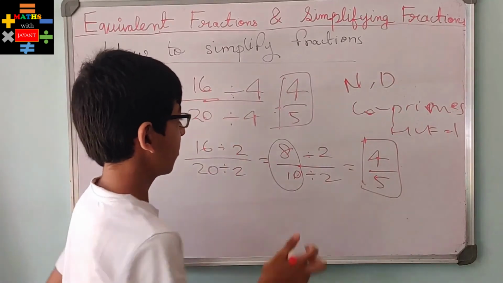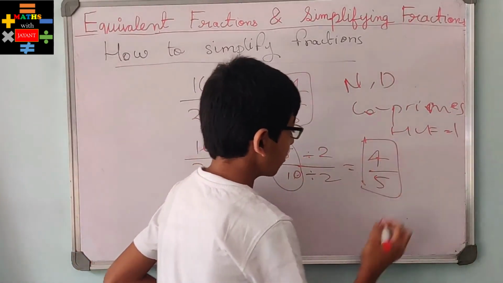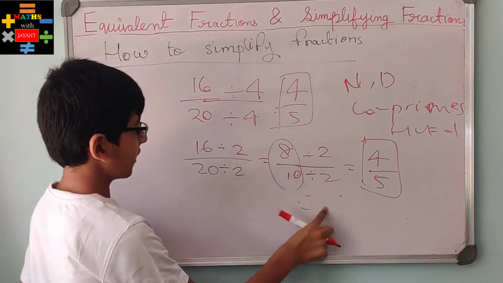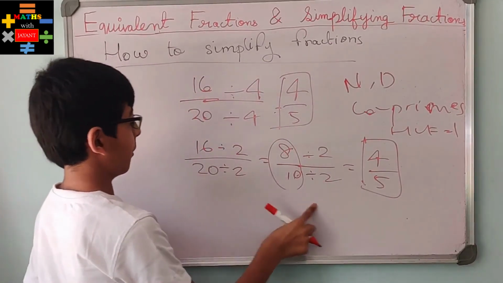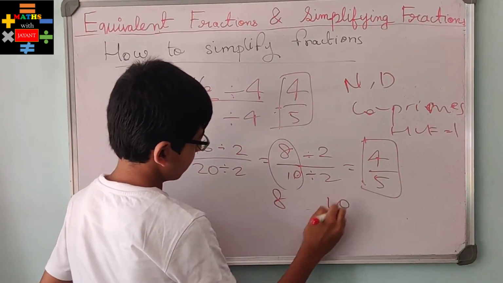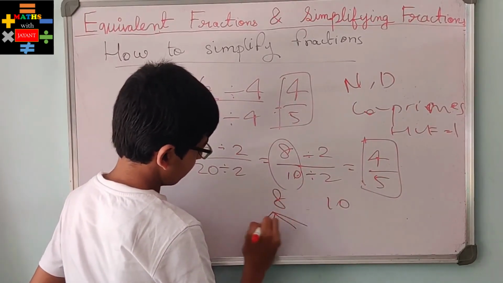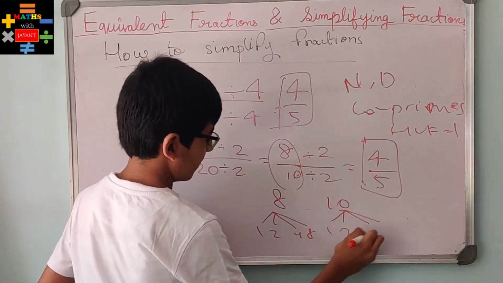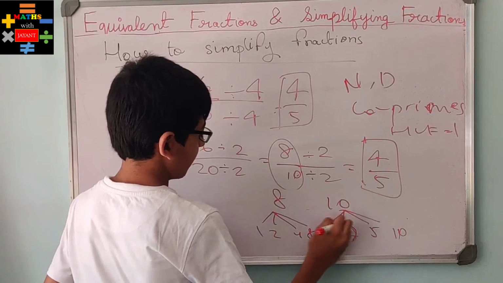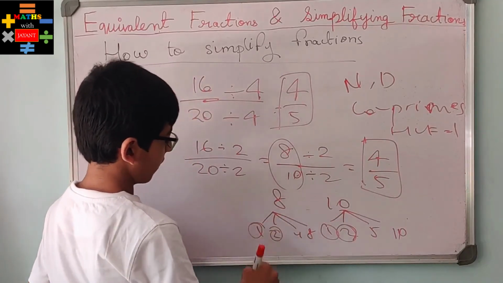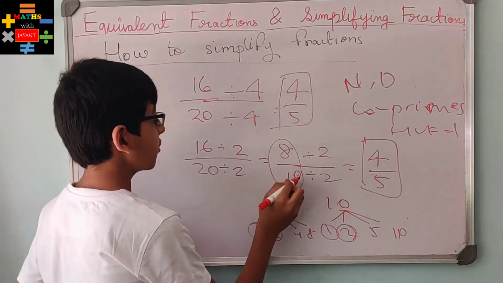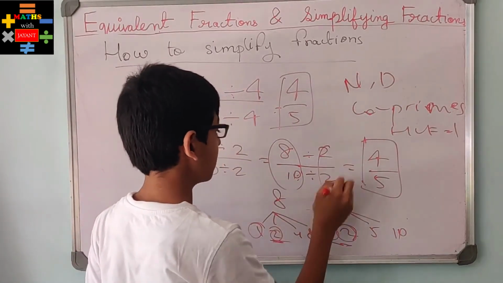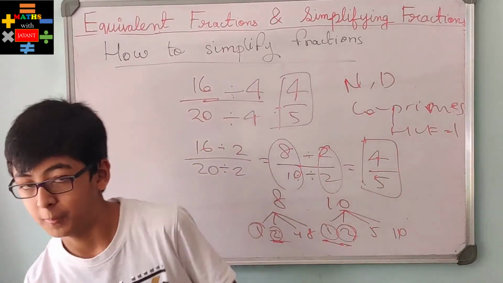Okay, so like this, we get co-primes. 4 and 5 are co-primes. Their HCF is 1, so it is the simplest form. But what about 8 and 10? The factors of 8 are 1, 2, 4 and 8. The factors of 10 are 1, 2, 5 and 10. They both have 1 and 2 in common, so their HCF is 2 and not 1. That is why 8 by 10 cannot be the simplest form. They still have 2 in common, so you can divide some more to get the simplest form.